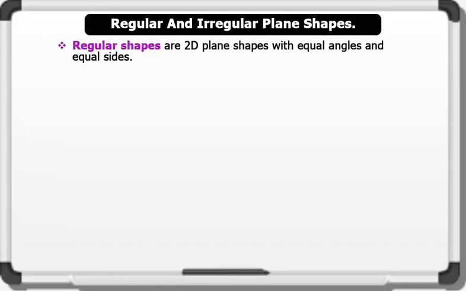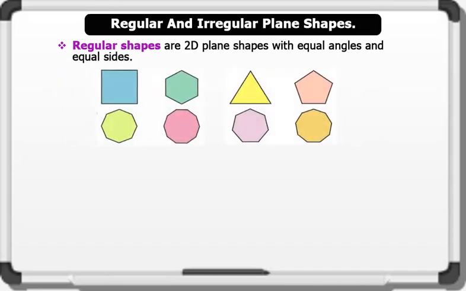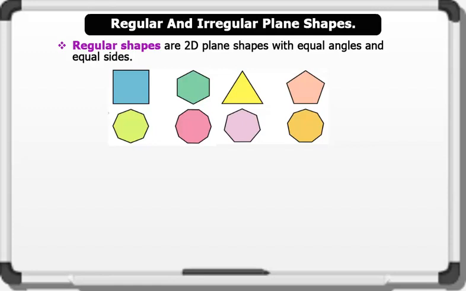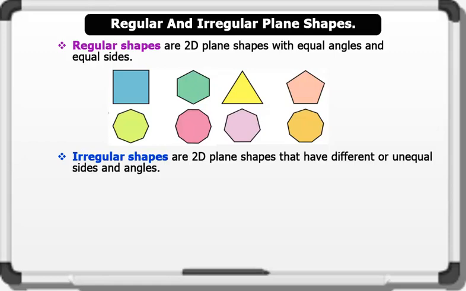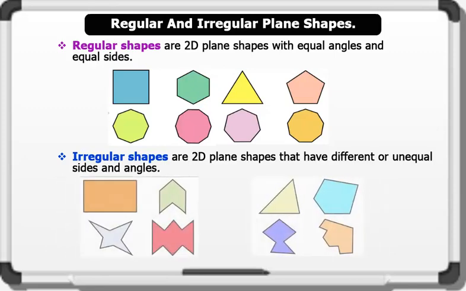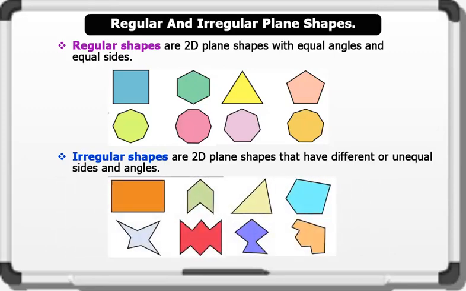Regular and irregular plane shapes. Regular shapes are 2D plane shapes with equal angles and equal sides. Below are some examples of regular shapes. Irregular shapes are 2D plane shapes that have different or unequal sides and angles. Below are some examples of irregular shapes. That's brilliant.